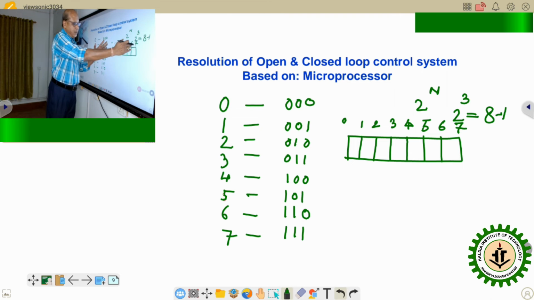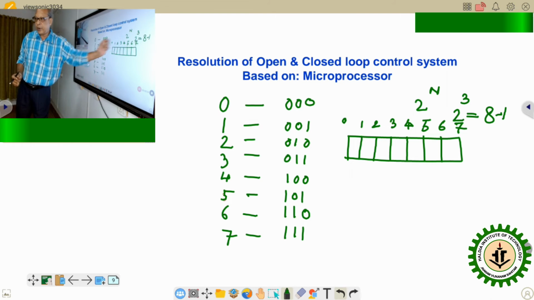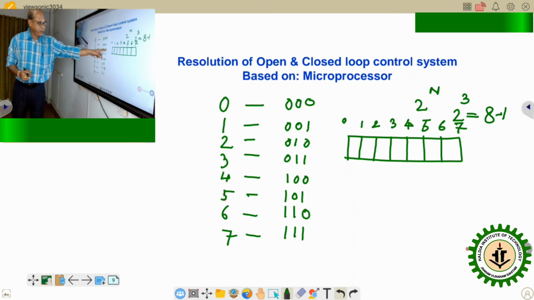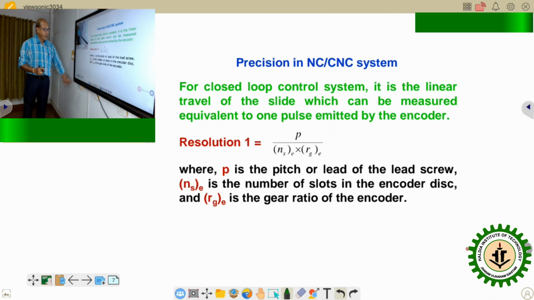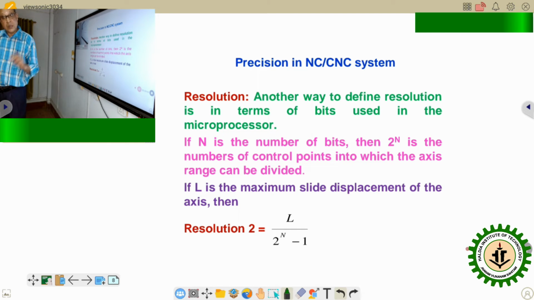Now if this is your entire length of the bed, and the entire bed length is L millimeter, generically, then this L millimeter will be equally divided by these points. So between every two points, what will be the distance? L by 2 to the power n minus 1. So that is another way to define resolution in terms of bit storage capacity of the microprocessor.